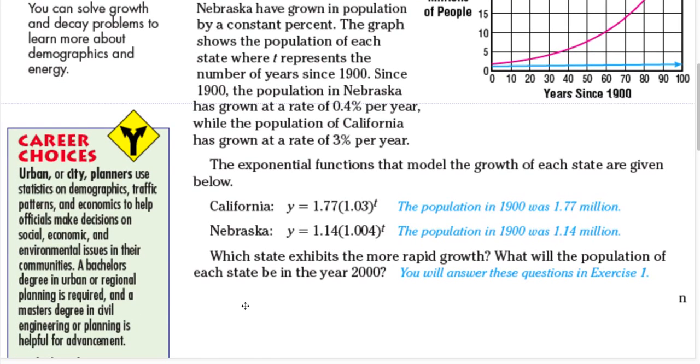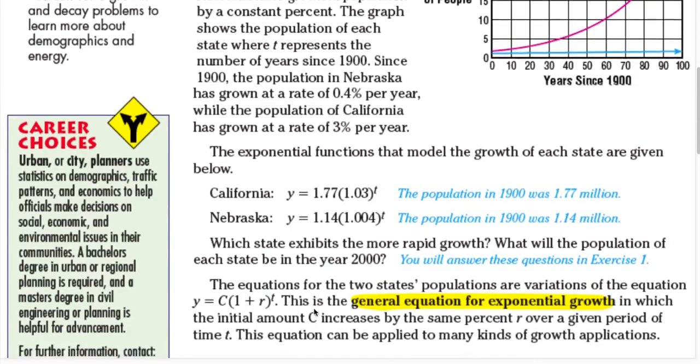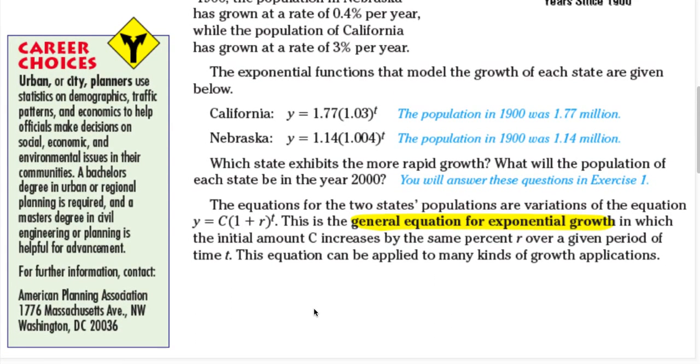The equations for the two states' populations are variations of the equation y equals c times the quantity 1 plus r, raised to the t power, and this is the general equation for exponential growth. I want you to write this down. This is the first formula you are going to memorize in this section. So you have y equals c times the quantity 1 plus r, raised to the t. This is the general equation for exponential growth, in which the initial amount c increases by the same percent r over a given period of time t.